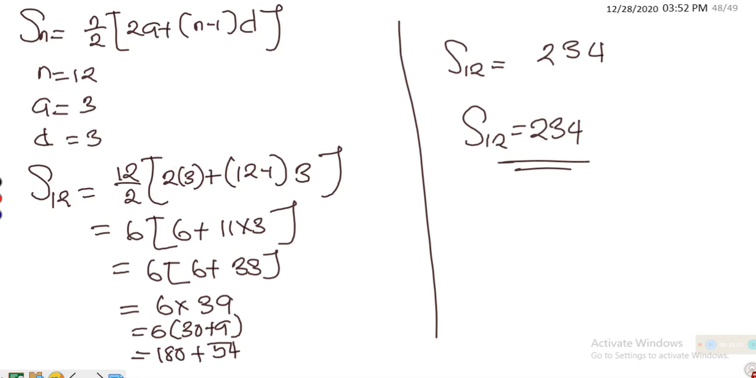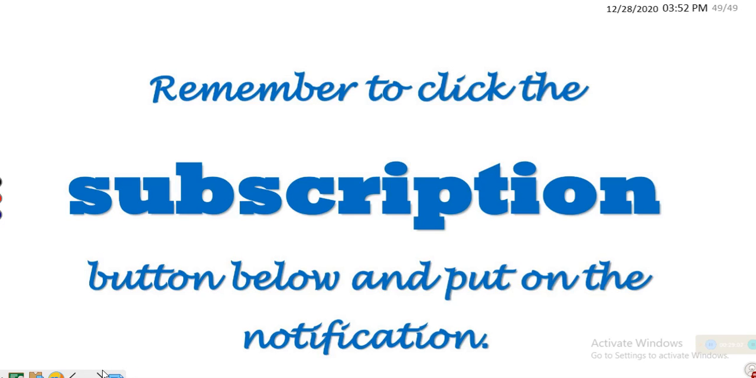So guys, this is how to find the sum of n terms and how to solve problems using the sum of n terms. Know the formula and write down what you are given, then sort out what you are asked to find, and then you'll be on your way out.